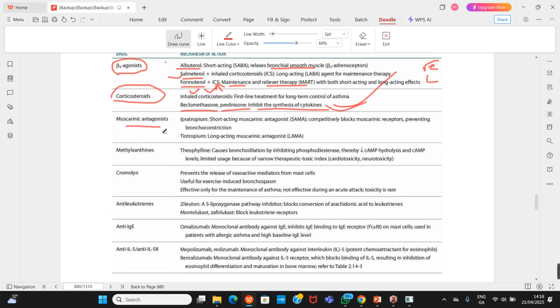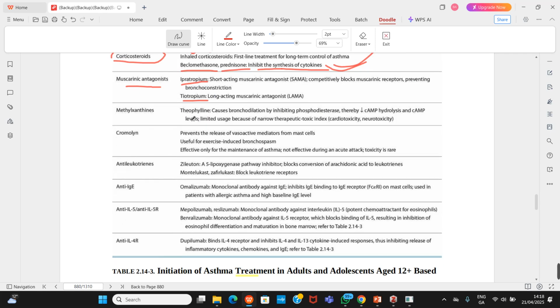Then muscarinic antagonists, not beta-2 agonists now, but muscarinic antagonists, they are going to relax too. We have the short-acting, which is ipratropium, and the long-acting, which is tiotropium. The methylxanthines, like theophylline, can cause bronchodilation, but those are like third, fourth, fifth line. They have a narrow therapeutic index, a very high tendency to cause cardiotoxicity with arrhythmias and neurotoxicity with seizures. So just don't give it anyhow.